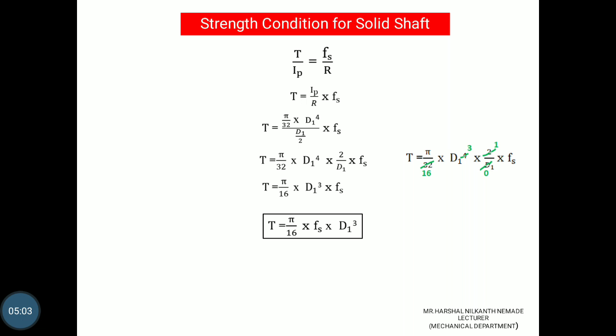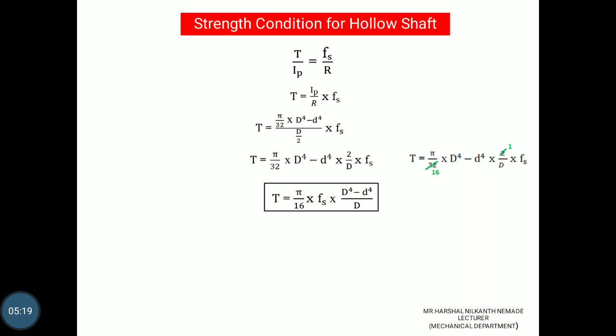Strength condition for the solid shaft. The formula is important. The formula is T is equal to pi by 16 multiplied by Fs multiplied by D raised to cube. No need of derivation. Just the formula is important. Strength condition for the hollow shaft is T is equal to pi by 16 multiplied by Fs multiplied by capital D raised to 4 minus small d raised to 4, divided by capital D.